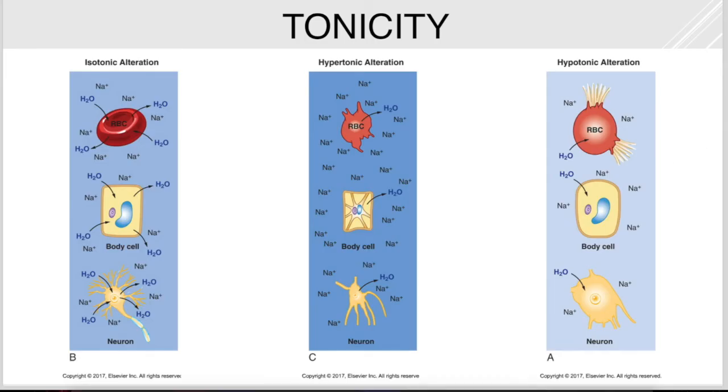So tonicity, we reviewed this in class. If you have an isotonic alteration or an isotonic solution, that means the concentration of stuff outside of the cell is the same as the concentration inside. Therefore, you have no net movement of water. In a hypertonic alteration, the concentration outside the cell is greater than the concentration inside the cell. Therefore, water is going to move out and the cell will shrink. And in a hypotonic alteration, the concentration is greater on the inside of the cell than the outside, so water moves in.